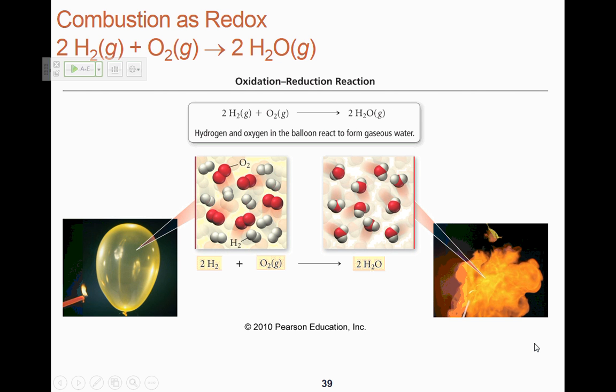Very combustible. If I put hydrogen gas in a balloon and light a flame to it, it'll blow up. It's fun. I don't have any hydrogen gas to do that, though, so sorry.